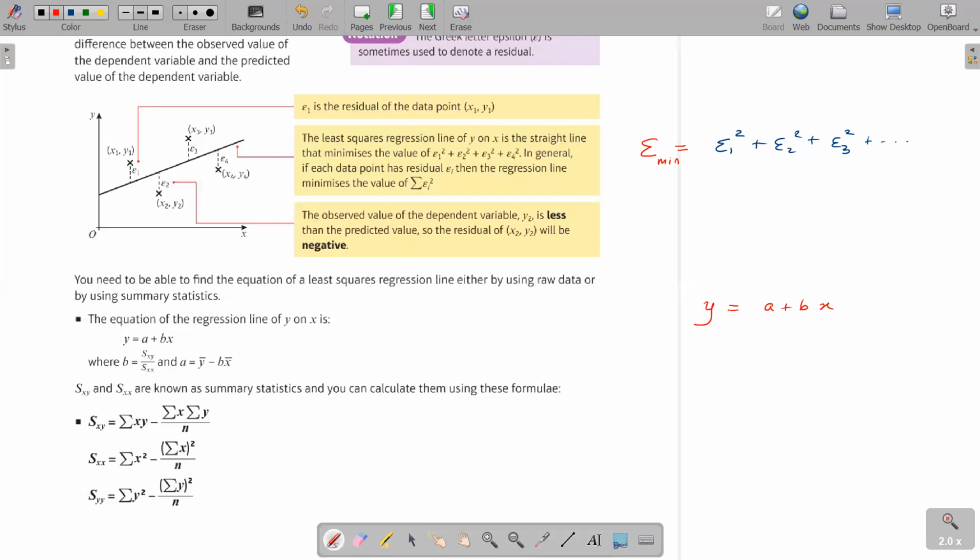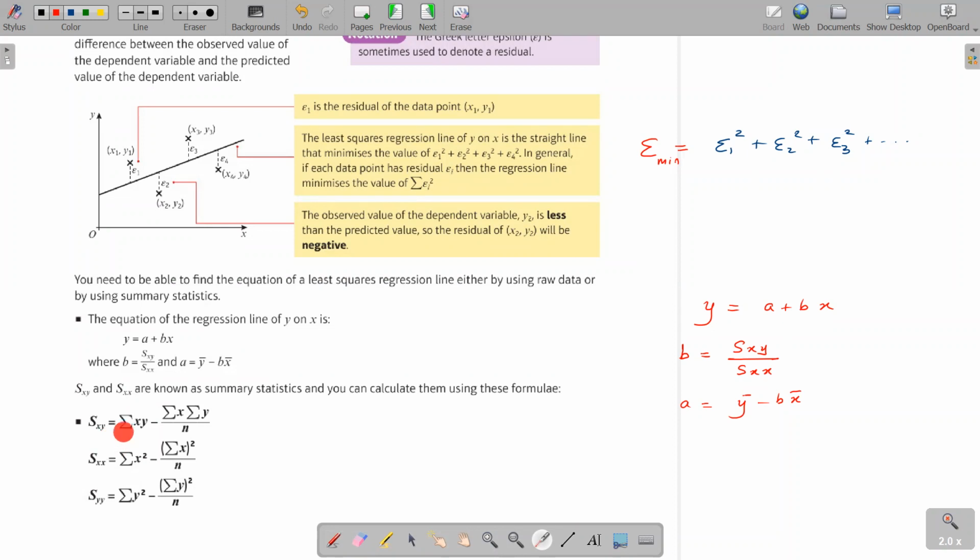Guys, now this is the most important part, and now we learn how to get the intercept and the gradient. First, you get the gradient b by using Sxy over Sxx. Don't worry. And a, the intercept, is given by y bar minus b times x bar. So let's see how it's done. Who is Sxy and who is Sxx? Given to you guys. Can you see?